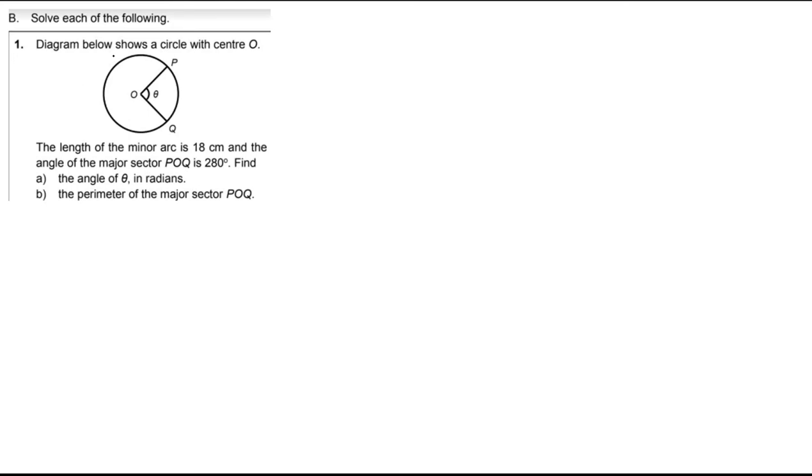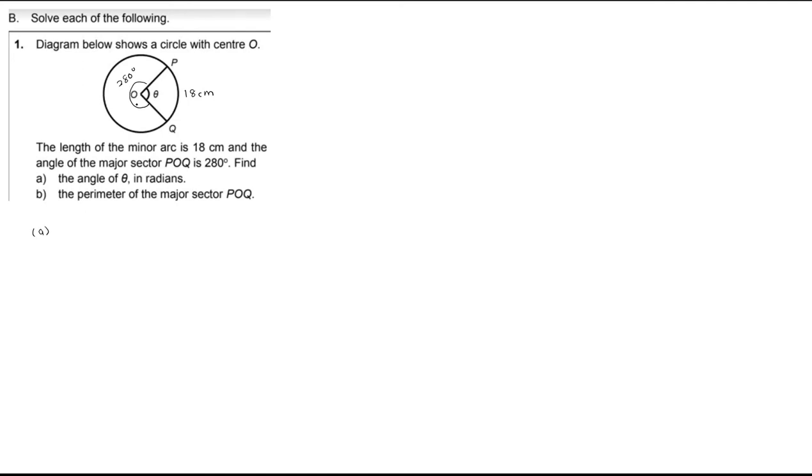Part B. Let's try question 1. The diagram below shows a circle with center O. We have center O with an angle theta and points P and Q. The length of the minor arc, the smaller one, is 18 cm, and the angle of the major sector, this one, is 280 degree. Find the angle theta in radian. So we want to find the angle of this smaller sector.